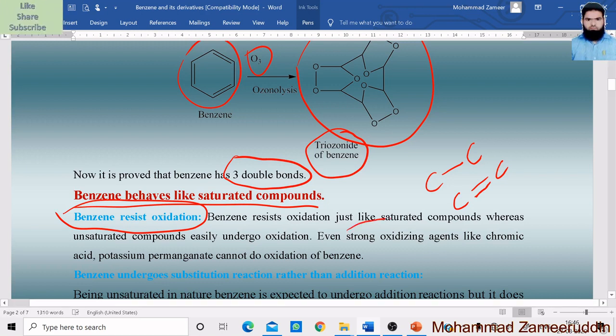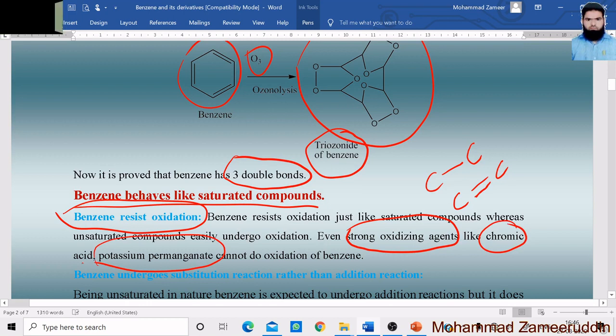Even strong oxidizing agents like chromic acid and potassium permanganate, if they are used, benzene still does not allow the oxidation process. So benzene acts as a saturated compound, though it has 3 unsaturated, conjugated double bonds. So this is the first one.